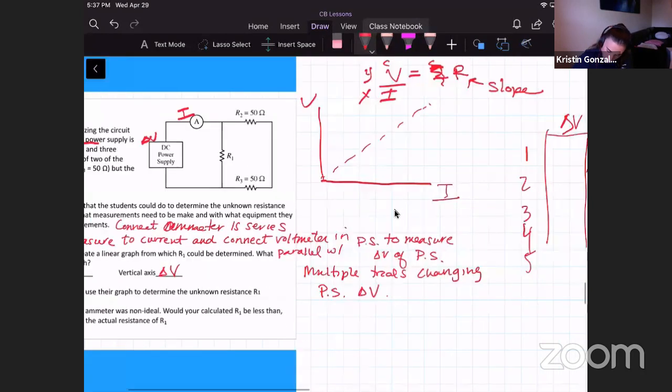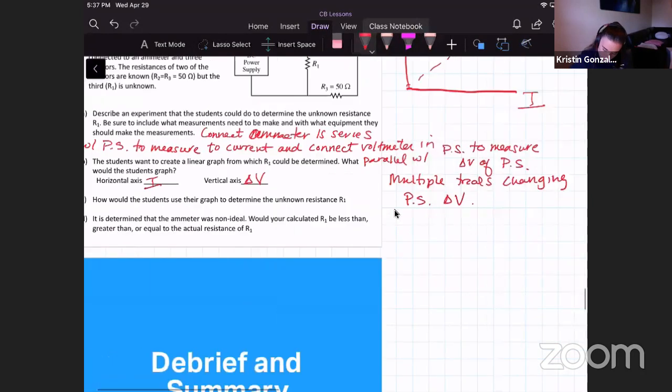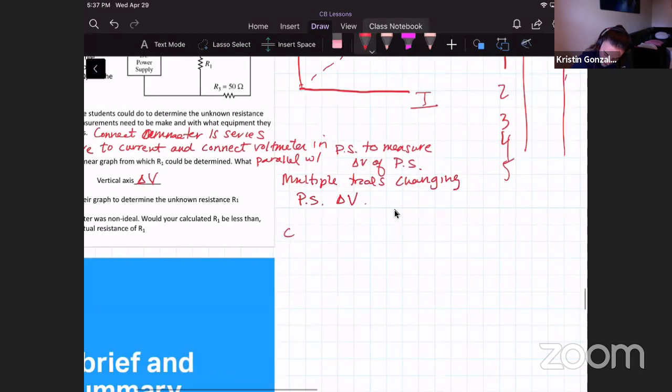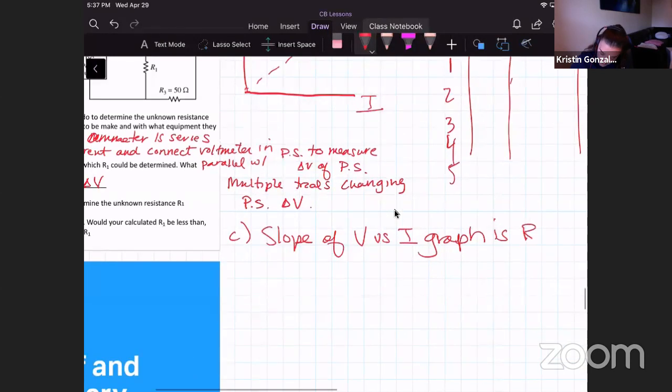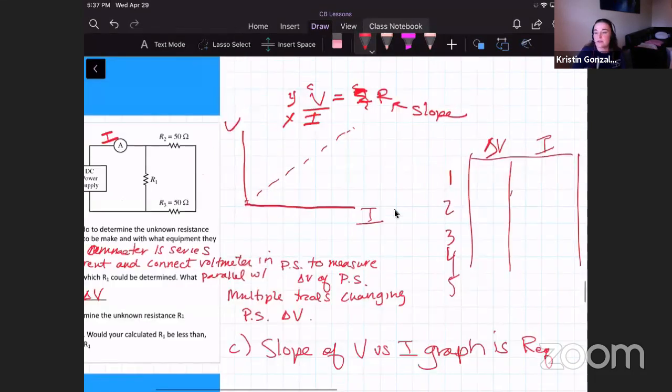let's write it where we have a little bit more room. So this is going to be part C. The slope of our potential versus current graph is the equivalent resistance. Now I can use that to find what the resistance is in resistor 1, because I know what my other two resistors are.